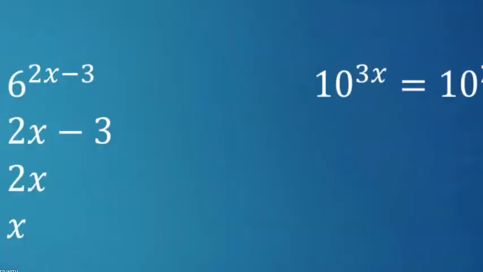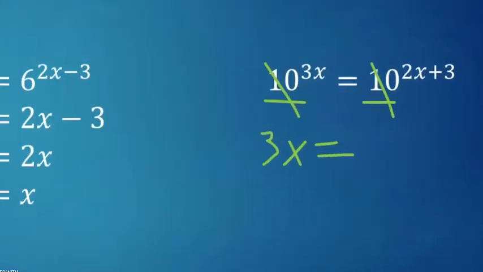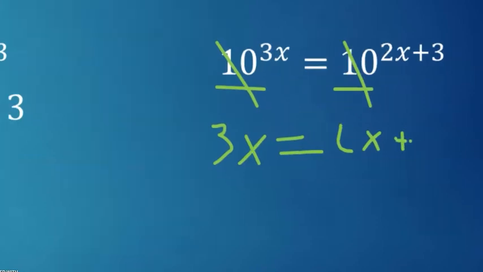So guys, sorry. Okay, let's do one more time. When there is a left side and right side, they are equal. We can, as I said, cancel the bases. Then we got what? 3x is equal to 2x plus 3.